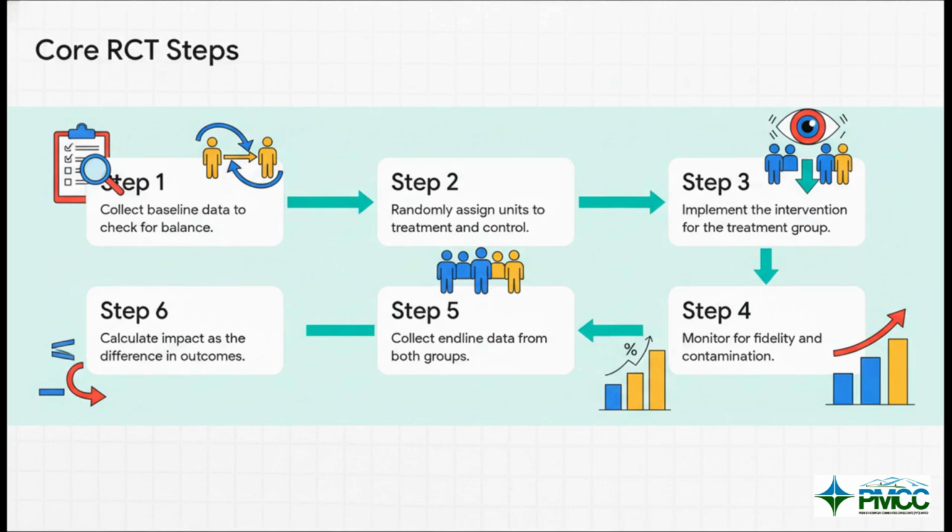Third, the intervention gets rolled out to the treatment group. Fourth, and this is so important, you monitor constantly to make sure the program is being delivered right and that the control group isn't accidentally getting involved. Fifth, you collect your endline data from both groups. And finally, number 6, you analyze the difference to see what your impact really was.